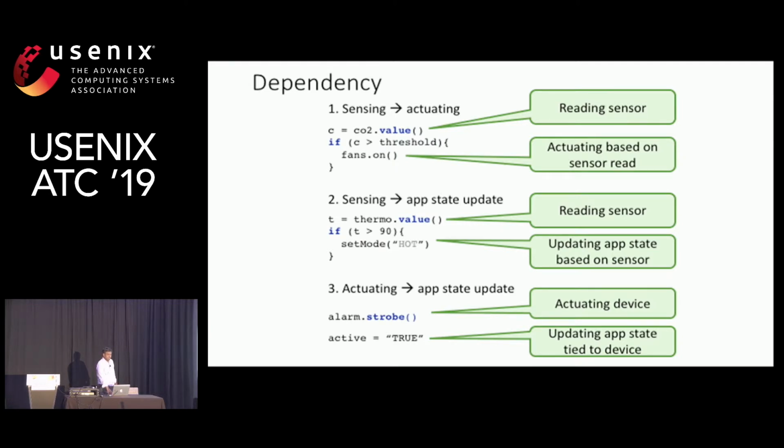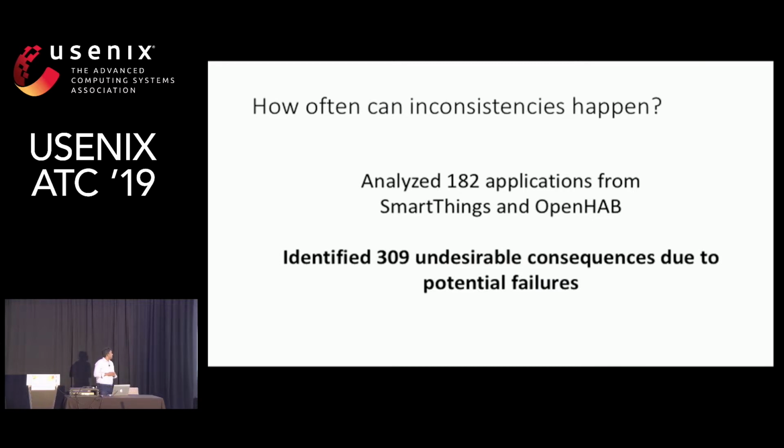Our results of static analysis were quite interesting. We analyzed over 182 applications from SmartThings and OpenHAB, two open source smart home platforms, and could identify nearly 309 undesirable consequences that arise because of inconsistencies which happen due to failures. So, how can we fix this problem?